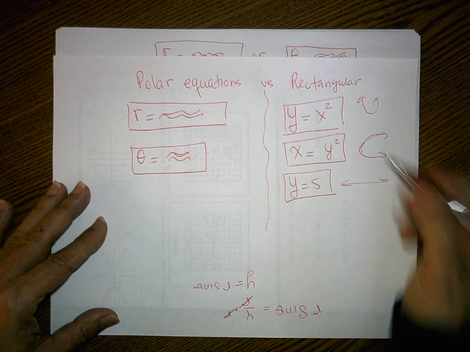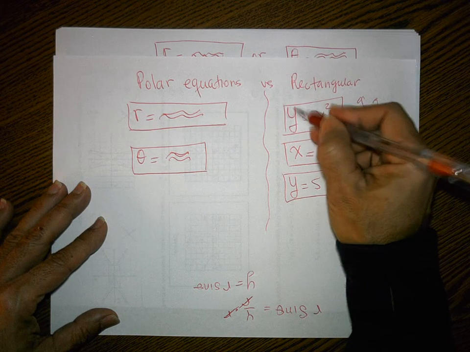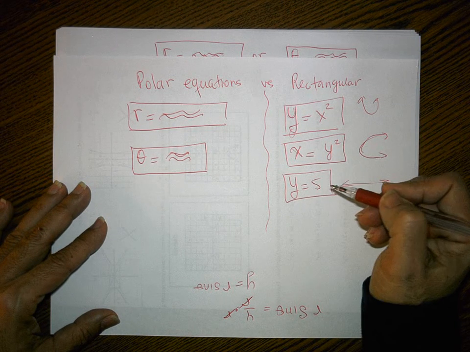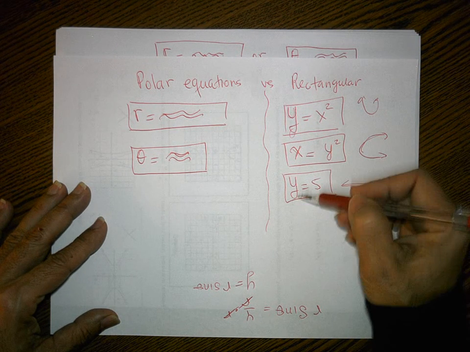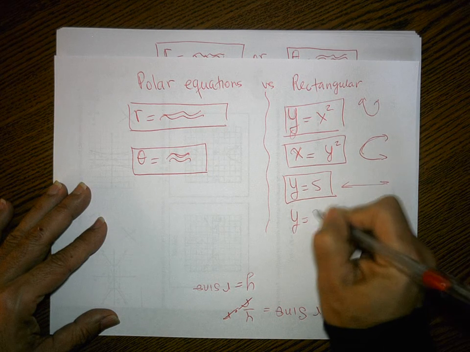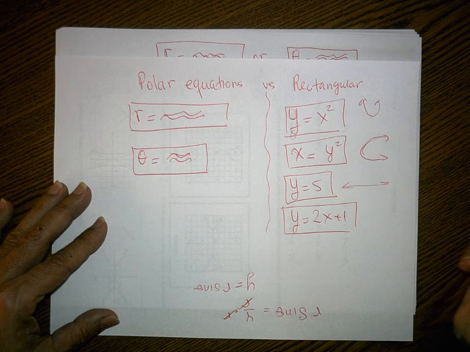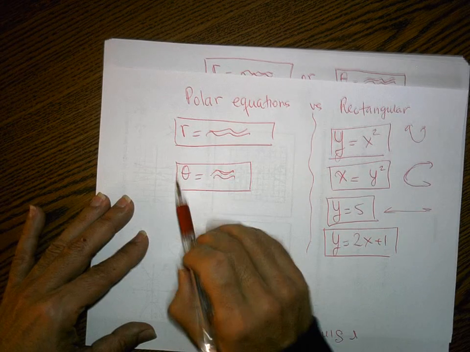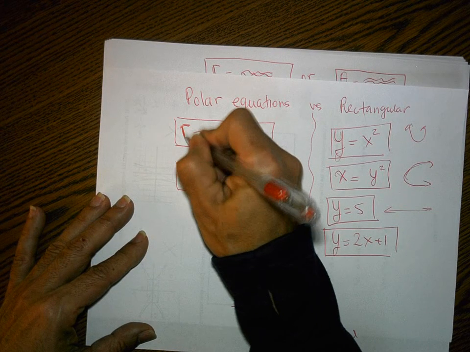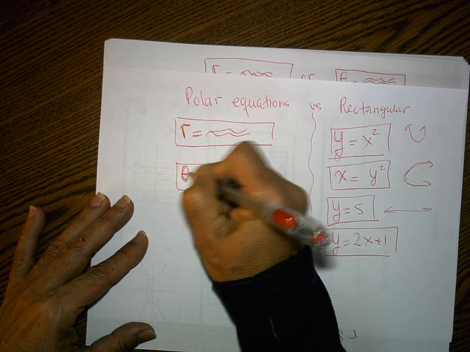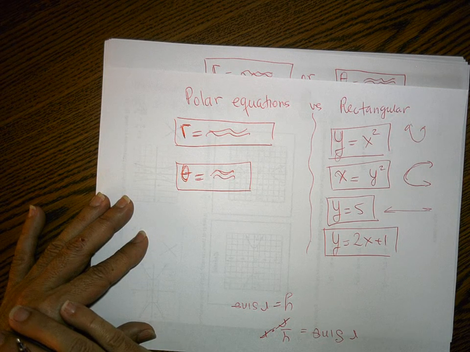So how do I know it's a rectangular equation? Because it's always either a y equals or an x equals. Okay, so we are familiar with this. I can do hundreds of them. Like y equals 2x plus 1, y equals mx plus b. So those are rectangular equations. A polar equation is always either an r by itself or a theta by itself. That's our goal, to make them into a polar equation.